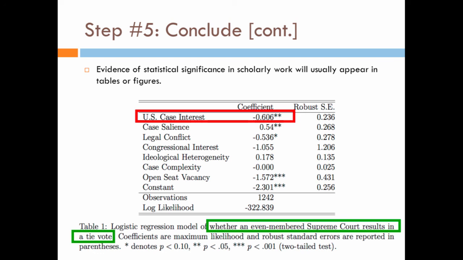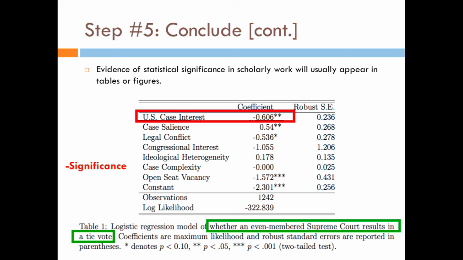You should see here that the coefficient is negative 0.606 with 2 asterisks behind it. The asterisks mean that there is a statistically significant relationship between the Solicitor General's participation and the dependent variable, the likelihood that the court winds up in a tie. Okay, so that's step one. A systematic relationship exists and it's not due to chance.